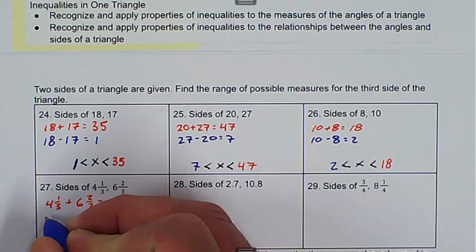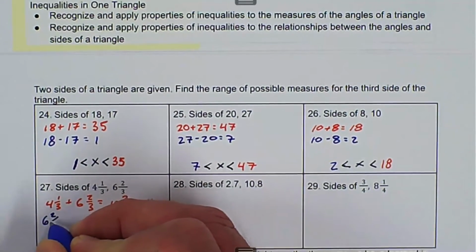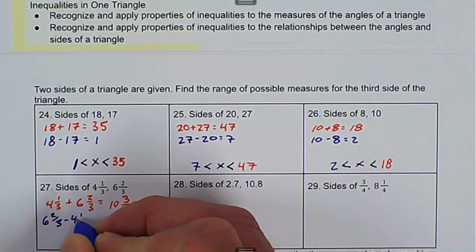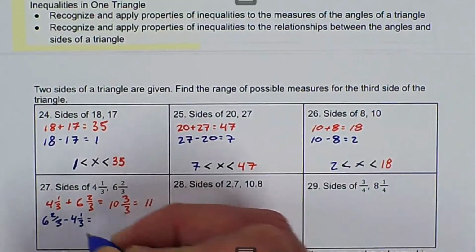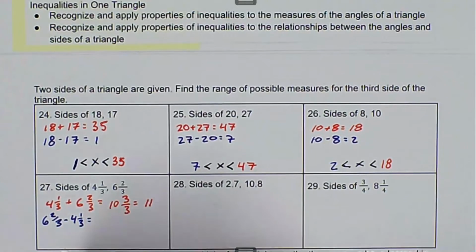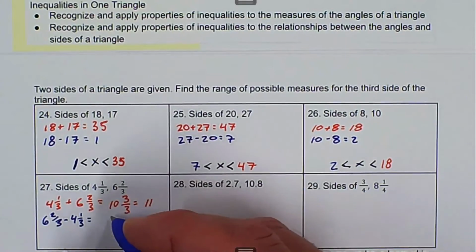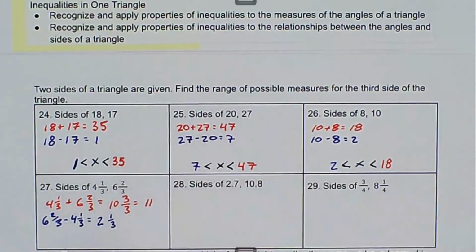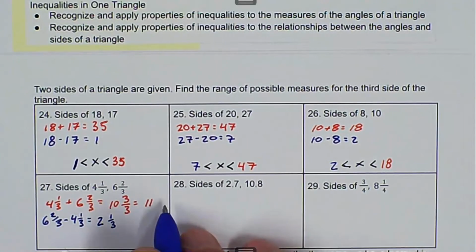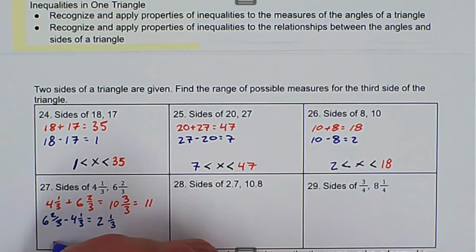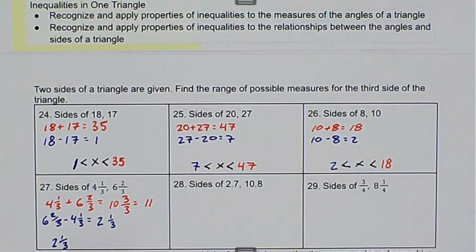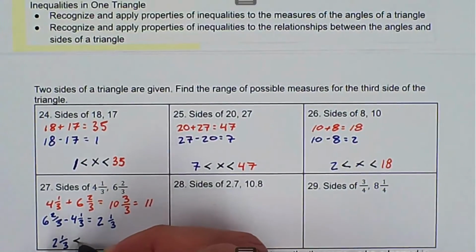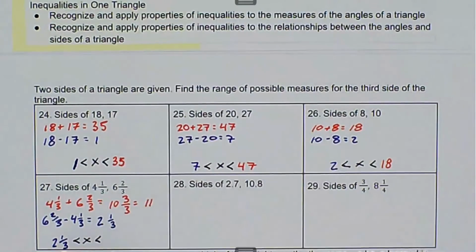And then if we subtract them, 6 and 2/3 minus 4 and 1/3 is equal to, same thing, they have the same denominator, so 2 minus 1 is 1, and 6 minus 4 is 2. Which one's bigger, 2 and 1/3 or 11? 11's bigger, so 2 and 1/3 goes first. That is 2 and 1/3 is less than x is less than 11.